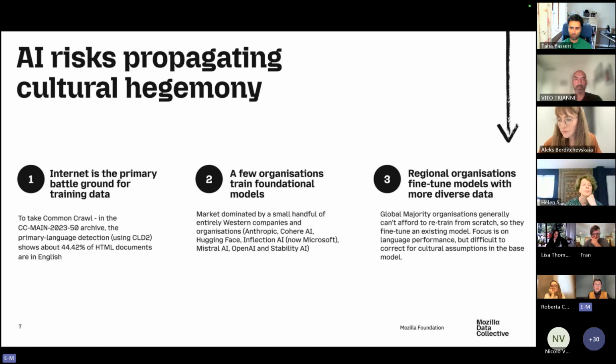If you look at that list of companies there, one of the things that you might notice is that they're all Western companies, right? There are lots of regional actors doing really interesting work all over the world to make sure the languages show up in AI, but actually training from scratch, even where the data is available, is extremely expensive. And so more and more what we see is people fine-tuning an existing model, but using data of their own. Now, that partly helps to solve a problem because then they can make the model more multilingual, but it's really difficult to correct for the cultural assumptions in the base model.